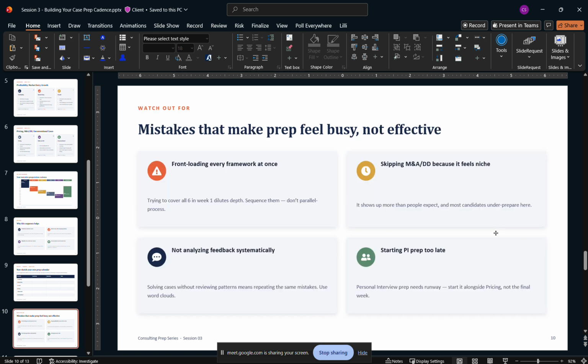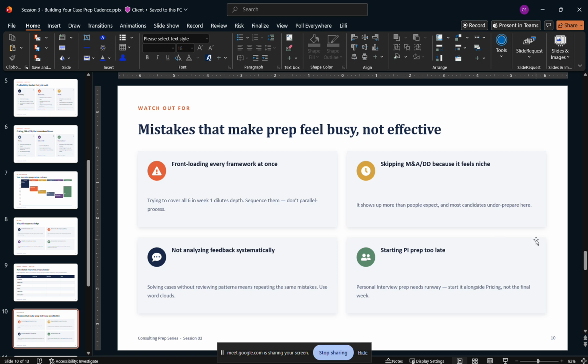This is something which I'll spend a bit of time on because this is very, very important. Four key things which I've seen happening with a lot of candidates. First, front loading all the frameworks. People think that when they pick up a casebook, they'll read through all the frameworks at once, and that would be helpful, which is never the case.